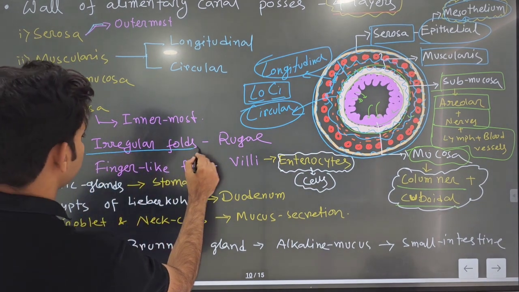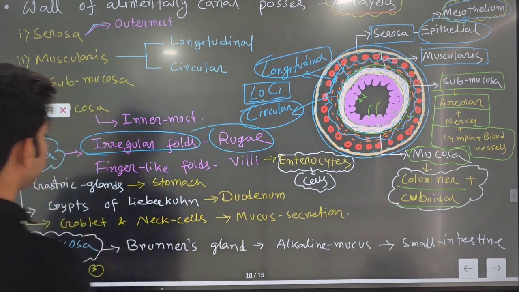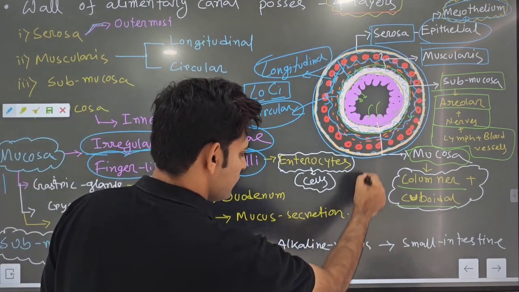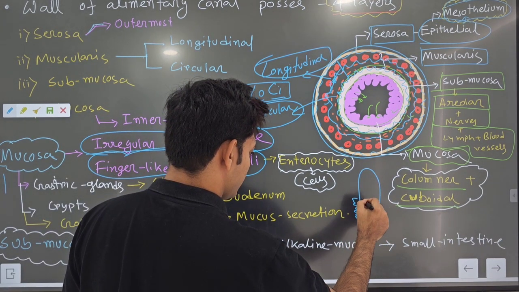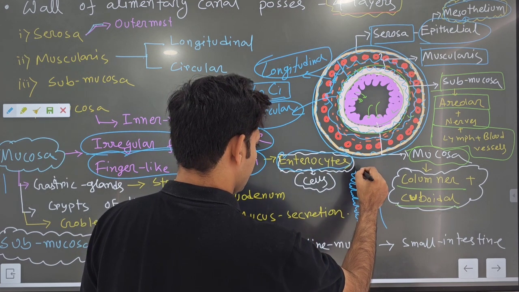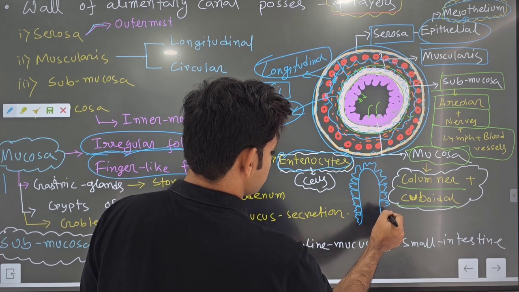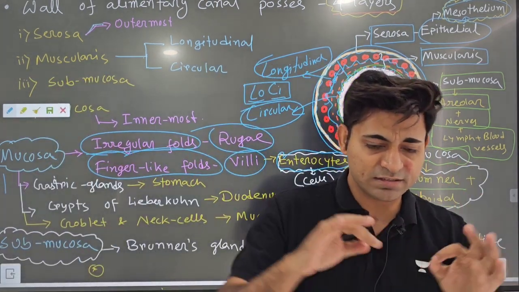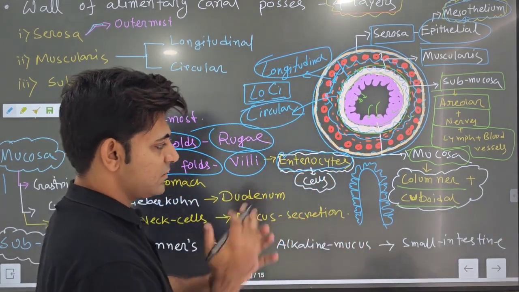Mucosal layer has some irregular folds called rugae, and finger-like folds called villi. The villi are lined by brush border columnar cells, that are called enterocytes, with microvilli. Brush border cells means cells with microvilli. Villi are finger-like projections increasing the surface area of absorption. Further, these microvilli increase the surface area many folds.